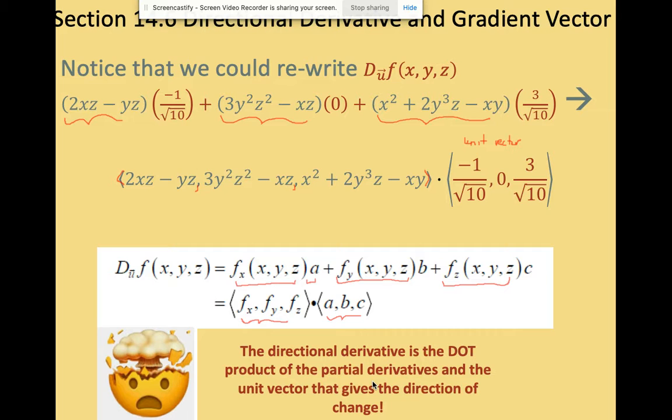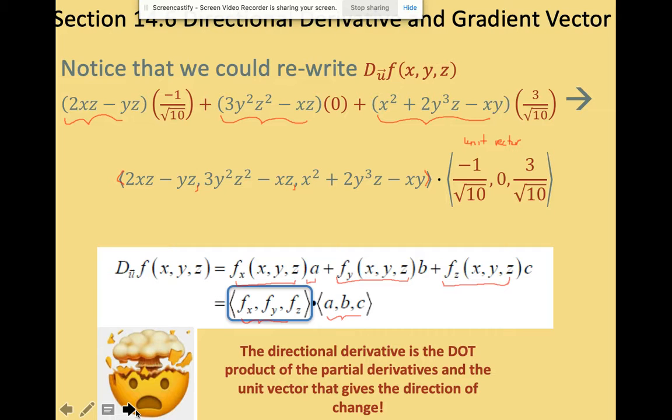Now, when I leave the x's and y's out of it, I'm not going to get a value, but I just have to plug the x, y's, and z's in it to get a value. But remember, a dot product is a value, right? The dot product between the partial derivatives and the unit vector gives us the direction of change. Whoa.